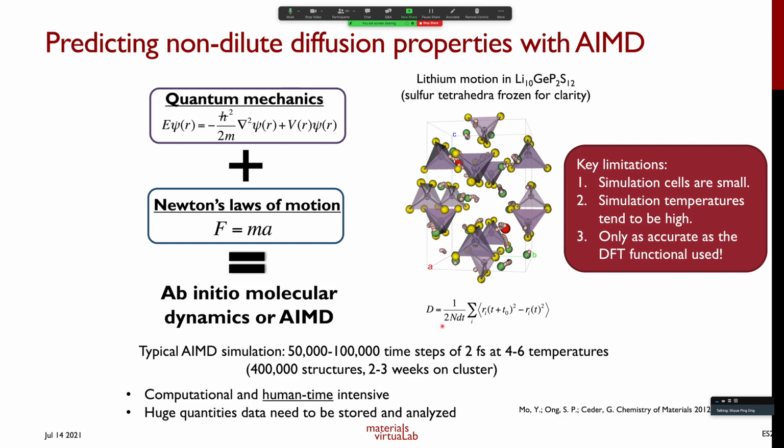So just to give you an idea of what a typical AIMD simulation is like, just to simulate this lithium superionic conductor, we actually ran simulations for 50,000 to 100,000 time steps with a time step of 2 frames per second, and we have to run it at 4 to 6 temperatures just to be able to plot the Arrhenius plot and then be able to extrapolate down to room temperature, right? So this is an exercise that easily takes 2 to 3 weeks on a supercomputing cluster, right?